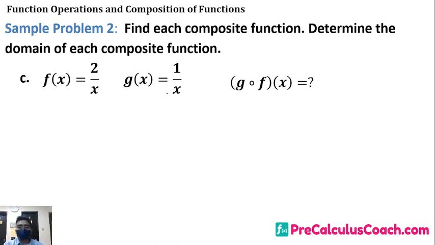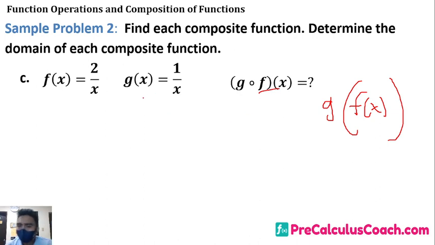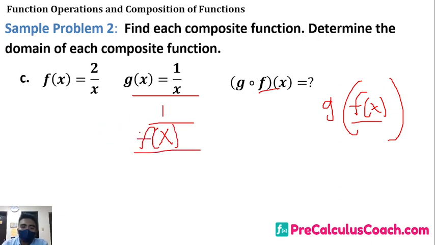Let's have it in this way. So, g of f of x. Okay, so first is to identify what is your g of x. Your g of x is 1 over x. And instead of having x, you will have f of x. Let's write it down as f of x, okay? Alright, so let's substitute the value of f of x. Okay, but what is the value of f of x? The value of f of x is 2 over x, correct? And this is the grand fraction, right? 1 over f of x, right?